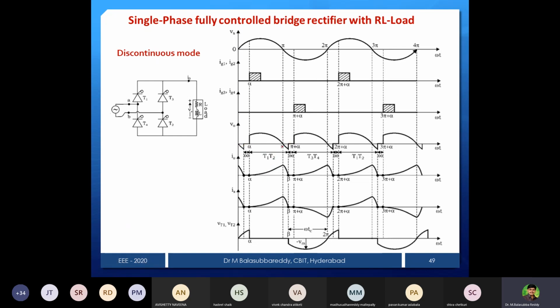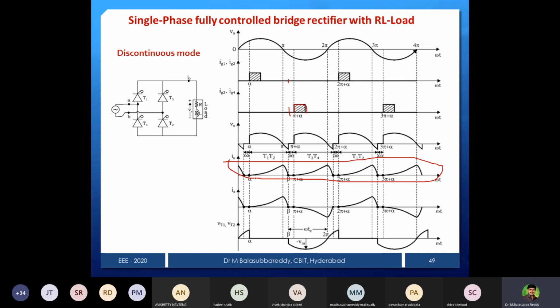Now we started at alpha and ended at beta. From beta to pi plus alpha, nowhere is the firing pulse available. The firing pulse is available only at pi plus alpha. Therefore from beta to pi plus alpha, T1 T2 is off and T3 T4 is already off. During that instant no device is conducting, therefore the output will be 0 and the current also 0. By seeing the current waveform you can decide whether it is a continuous or a discontinuous mode, because the current remains 0 for some duration. That is the reason I call it a discontinuous mode of operation.